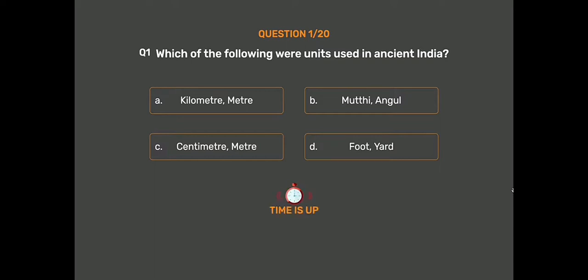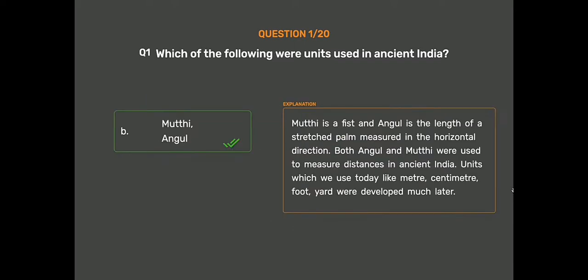The correct answer is option B. Muthi, anugul. Muthi is a fist and anugul is the length of a stretched palm measured in the horizontal direction. Both anugul and muthi were used to measure distances in ancient India. Units which we use today like meter, centimeter, foot, yard were developed much later.